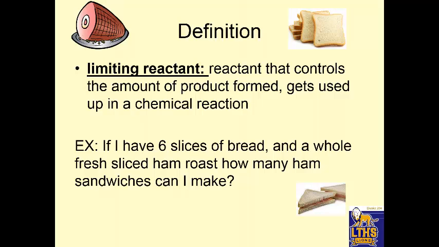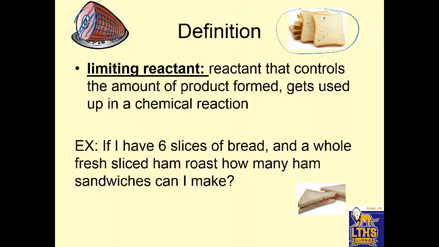A reactant that controls the amount of product formed and gets used up in a chemical reaction is called limiting reactant. So I'm going to use limiting reactant in terms of ham sandwiches. If I have 6 slices of bread and a whole fresh sliced ham roast, how many ham sandwiches can I make? Well, you could cut this up into a gabillion pieces and make a gabillion sandwiches. But guess what? If you only have 1, 2, 3, 4, 5, 6 pieces of bread, you're only going to get 4 sandwiches. So the limiting reactant is the bread because the bread will run out before the ham.